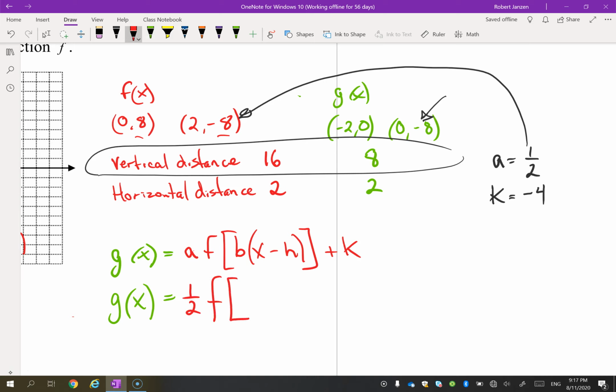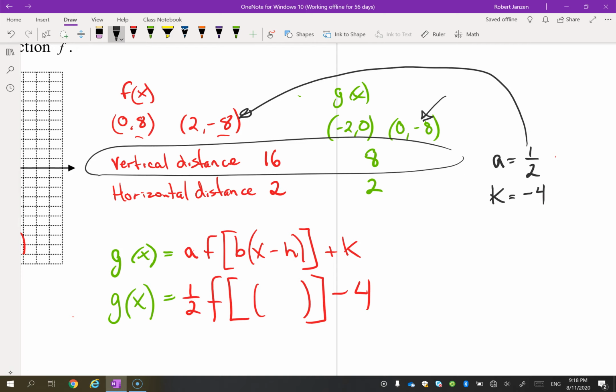I don't know what b is yet. I don't know what h is yet. And then I'm going to take away 4. Again, you can try that on any point. If you take a point on f of x and you do these two things to it, do you end up with the point on g of x? In this case, we do.